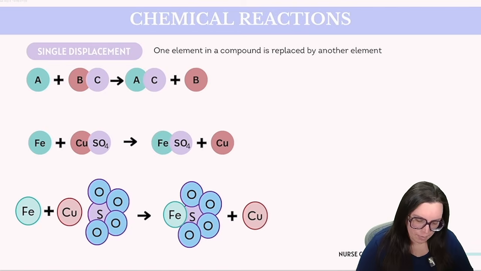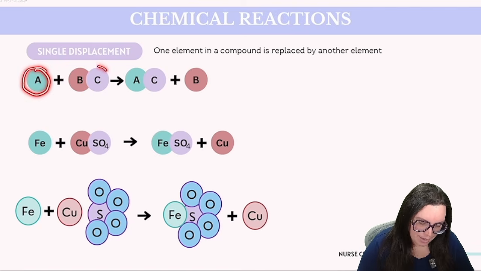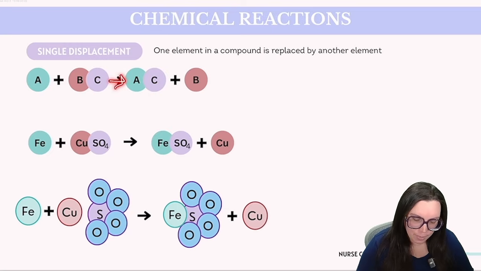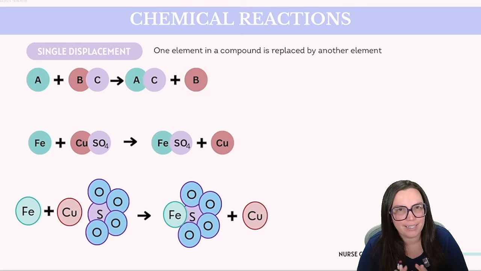As you can see from our example, we have one element here that's going to be combined with one of our compounds. On the product side, we're going to see a new compound and an element that is now by itself. So how exactly is this broken down?